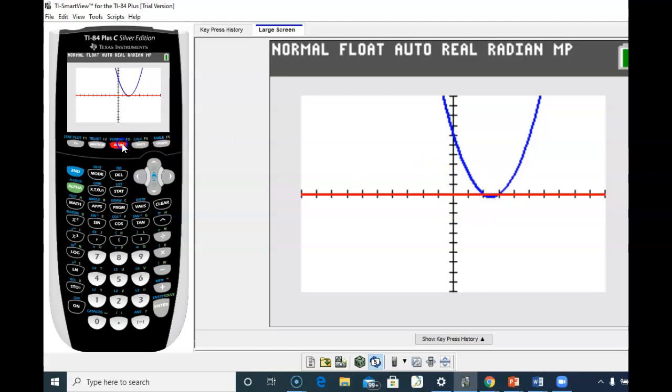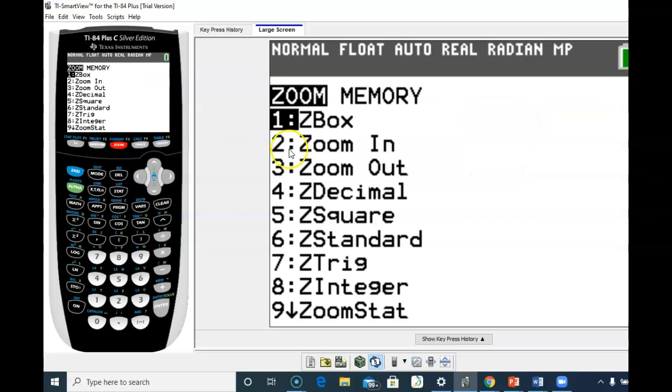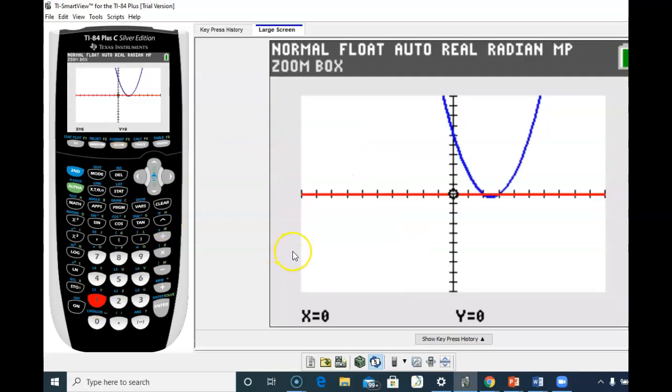So what I'm going to do is I'm going to do zoom, and you can do zoom in, zoom out, but I actually like zoom box. So with the zoom box, what you do is you can take your arrows, move them up. Okay, and then when you get to what would be the corner of a box, press enter. And then we're going to drag that box down and over until we kind of have in the box the part that we're interested in looking at.